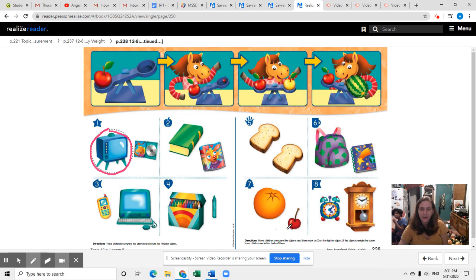On this page, you're going to put an X on the lighter object, okay? But if they weigh the same, you're going to underline them. So 2 pieces of bread would weigh the same, so you underline it. What about a book bag or a notebook? Which one's lighter? Good. Put an X on the lighter object. For number 7, an orange or a cherry, which one's going to be lighter? Good. Put an X on the lighter object. And for number 8, an alarm clock or a pendulum clock. Which one's lighter? Put an X on it.